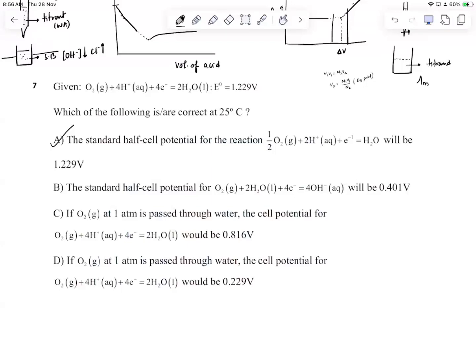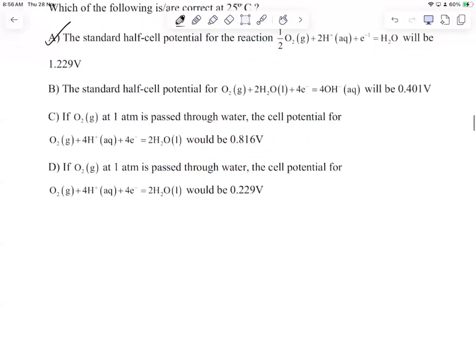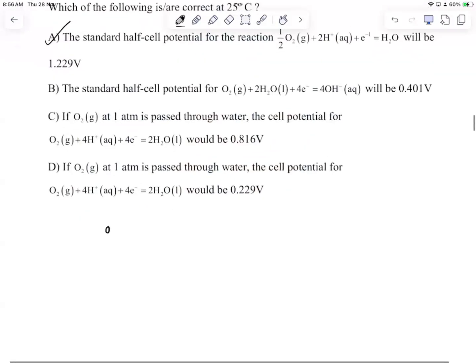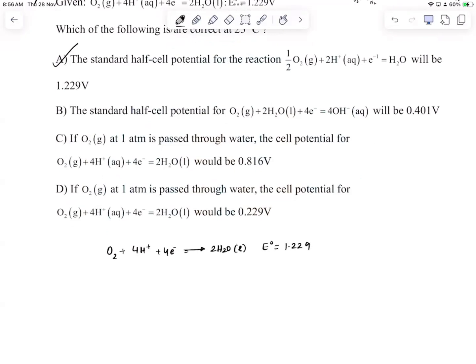Standard half cell potential of this one, O2 with H2O, plus 4. Okay, let us see how we can get this. We have only one equation to support: O2 plus 4H plus 4 electrons is giving 2H2O liquid. For that, E naught value is 1.229.